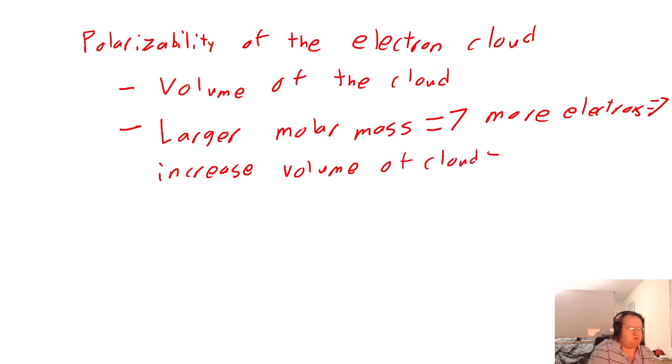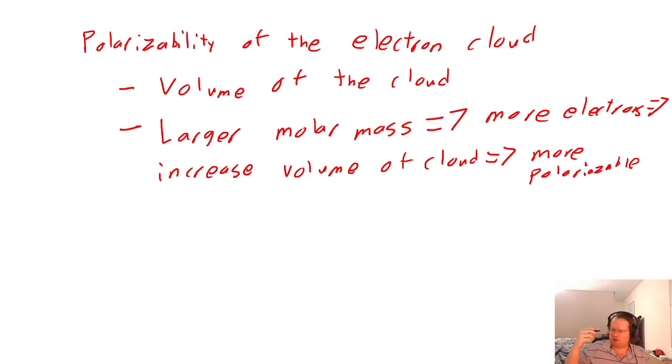Cloud, which means more polarizable. I mention all these steps because, in terms of solving problems, it's very much one step. I compare these two molecules. This has a bigger molar mass than this one. It's going to have stronger dispersion forces. But I think it's important to understand the reason behind that.